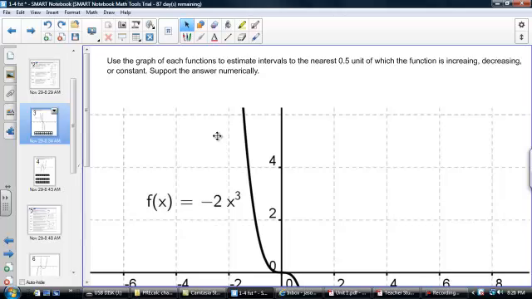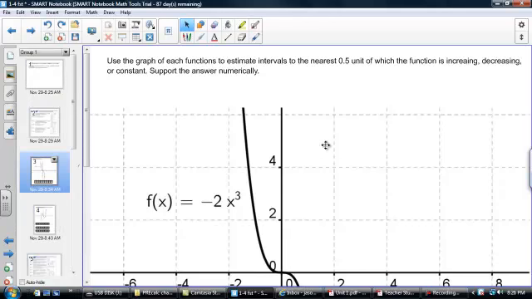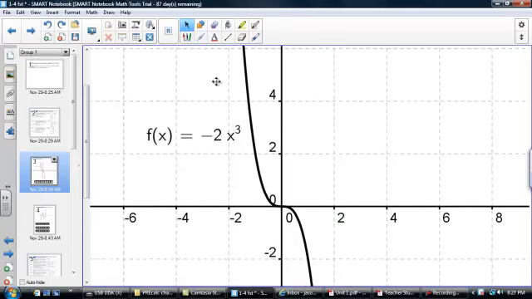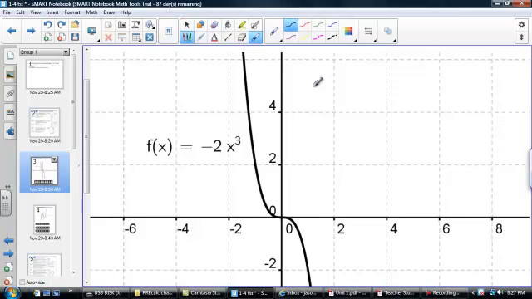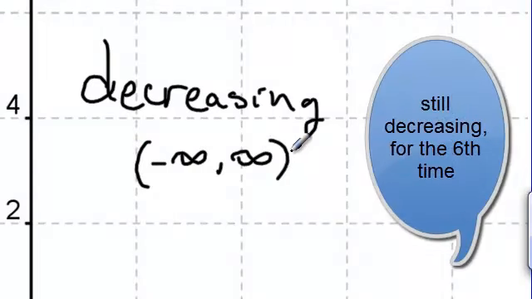We're going to use the graph of each of the functions to estimate intervals to the nearest 0.5 unit on which the function is increasing, decreasing, or constant. Support your answer numerically. So when I'm looking at this function, if I'm reading it from left to right, it is sloping downward at all times. So we're going to say decreasing on an interval from negative infinity to infinity.